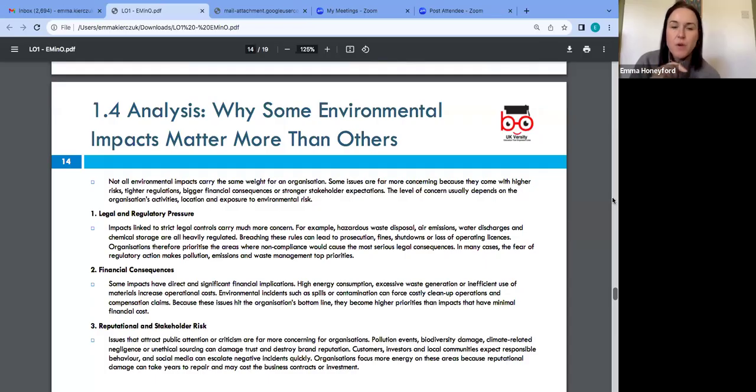1.4, so an analysis. Why do some environmental impacts matter more than others? I spoke about this a little bit before. Environmental impacts won't carry the same weight for an organisation. Some issues are far more concerning because they come with higher risks, tighter regulations, bigger financial consequences, or stronger stakeholder expectations. The level of concern usually depends on the organisation's activities, location, and exposure to environmental risk. So it's important to understand that some environmental impacts will be bigger than others.